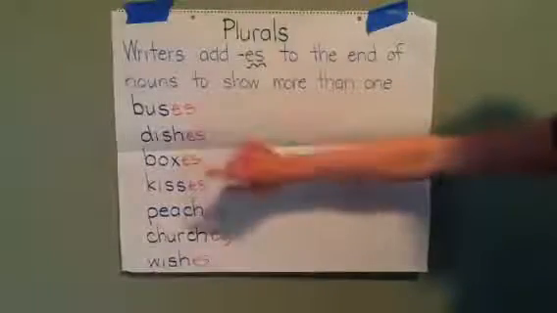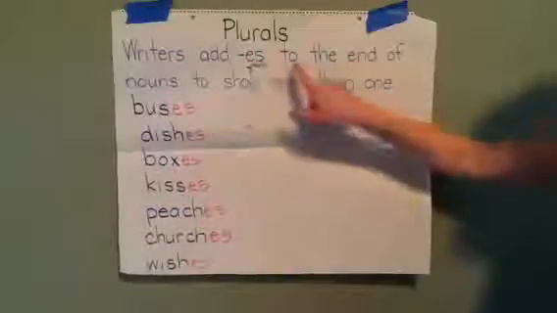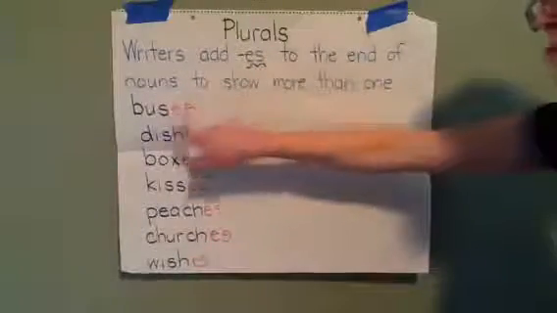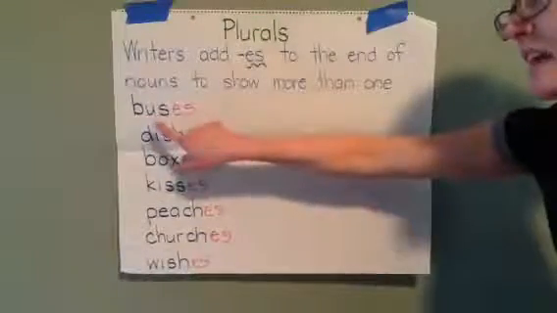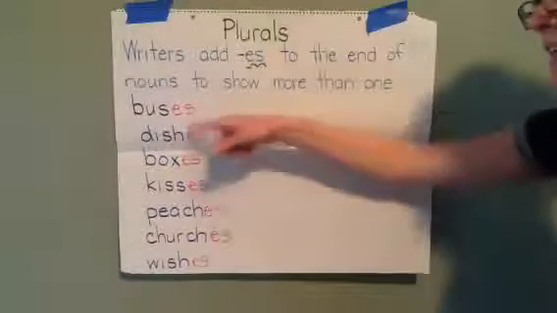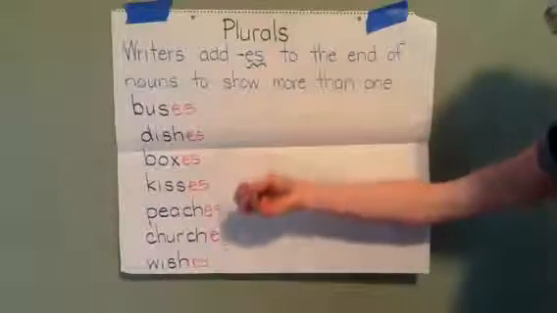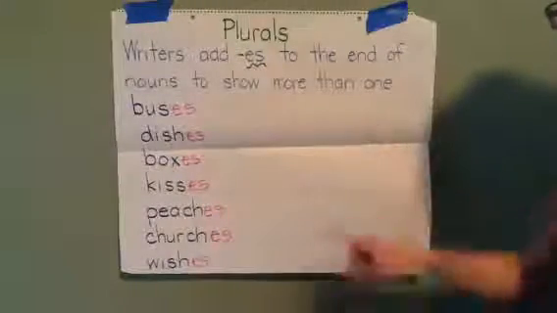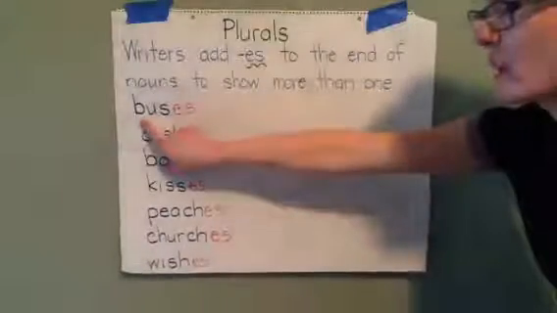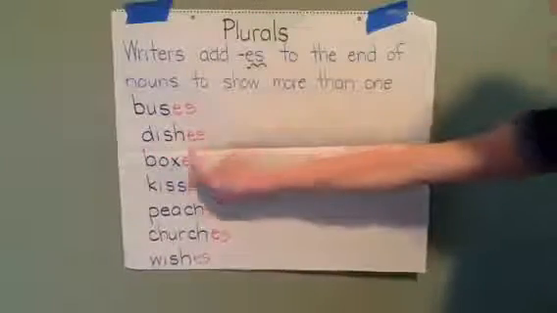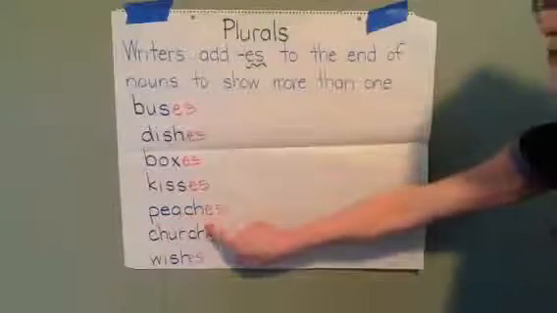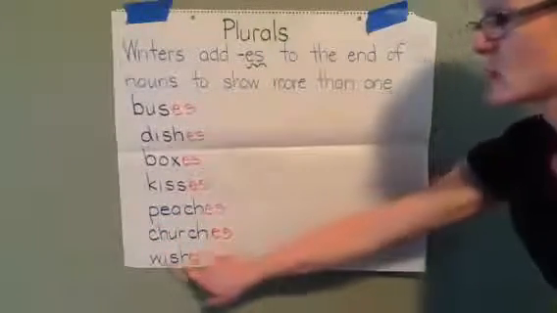Boys and girls, today you learned that writers add ES to the end of nouns to show more than one. We need to make sure we listen to the ending sound before we add our ending, okay? So if I say buses, I know I need an ES and not just an S, okay? So make sure you remember that writers can not only add an ES, but they can also add an S, right? Let's read these words together. Ready? Buses, dishes, boxes, kisses, peaches, churches, wishes.